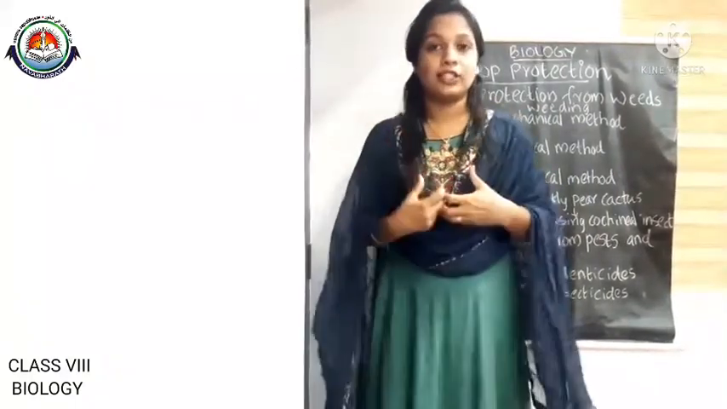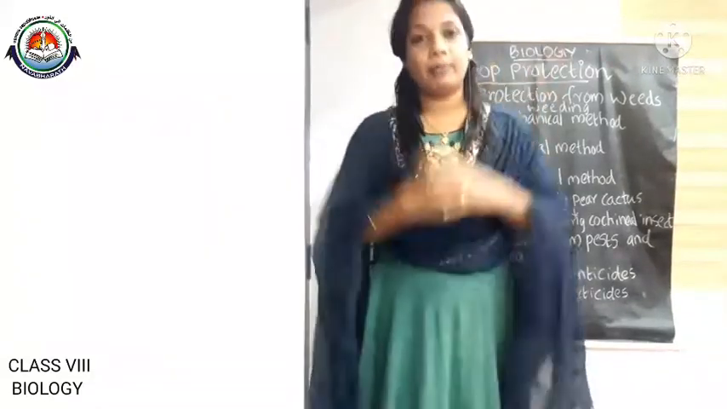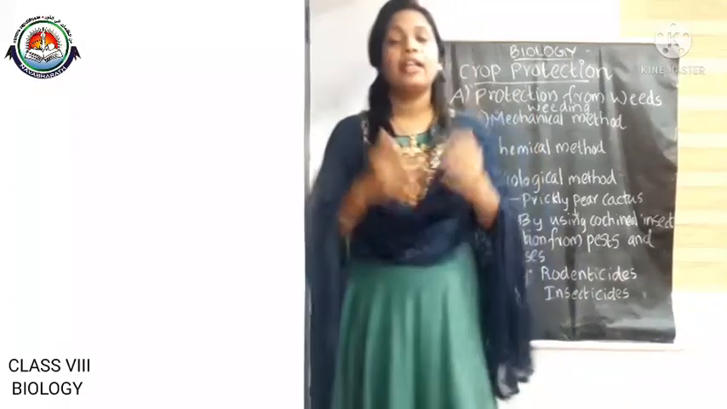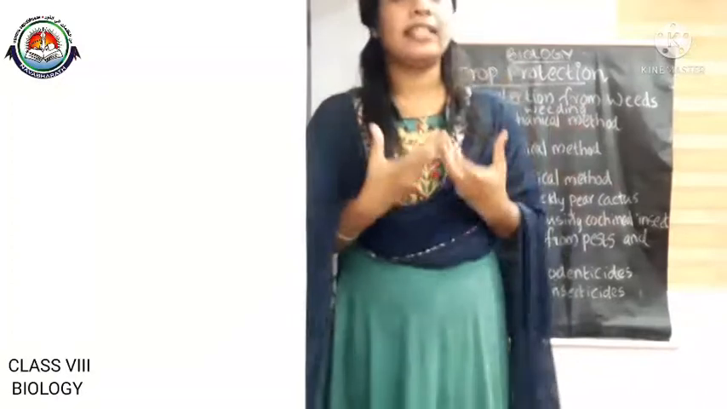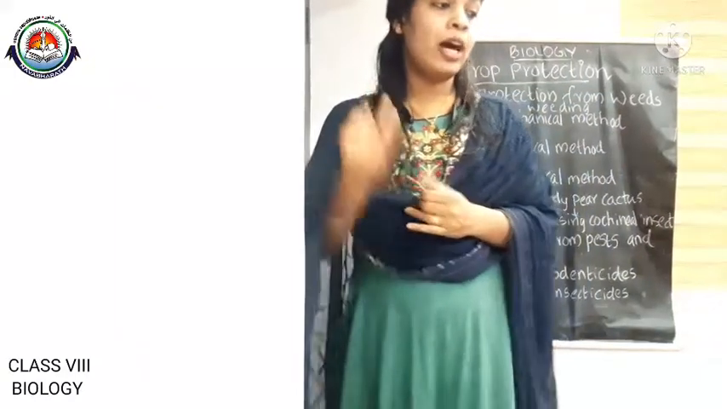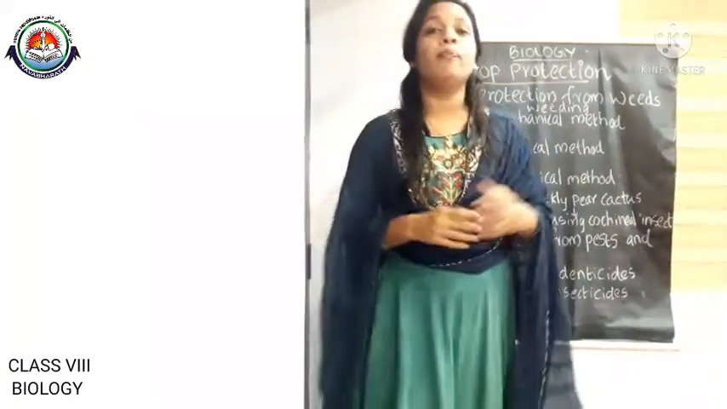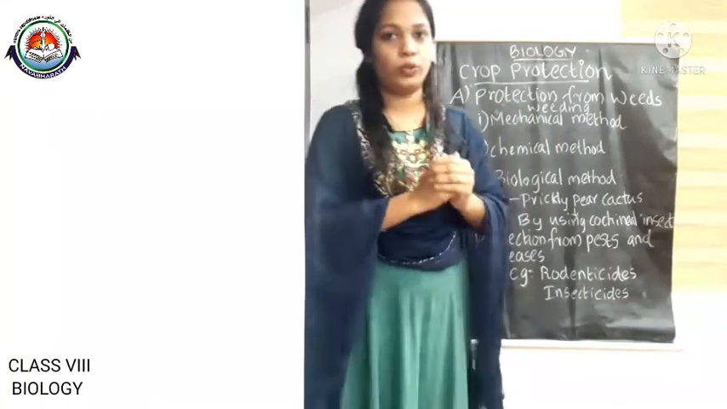And when we consume the products from that crop plant, what will happen? That chemical pesticide will reach our body also, and that will damage our body, or cause us some disease. The examples for insecticides are given here. BHC, malathion and dicystone are the examples for insecticides. So you just study the examples also.